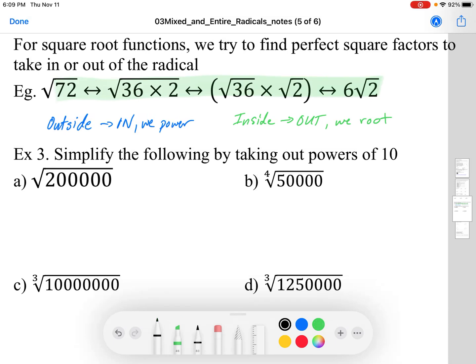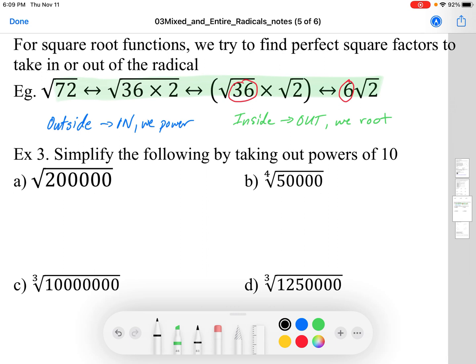So when we're dealing with radicals and simplifying radicals from outside in, if we're making a whole or entire radical, outside in we power. And from the example above in green, we're doing inside out, so we're taking factors from the inside to the outside. We root. So that 36 inside becomes a 6 on the outside.